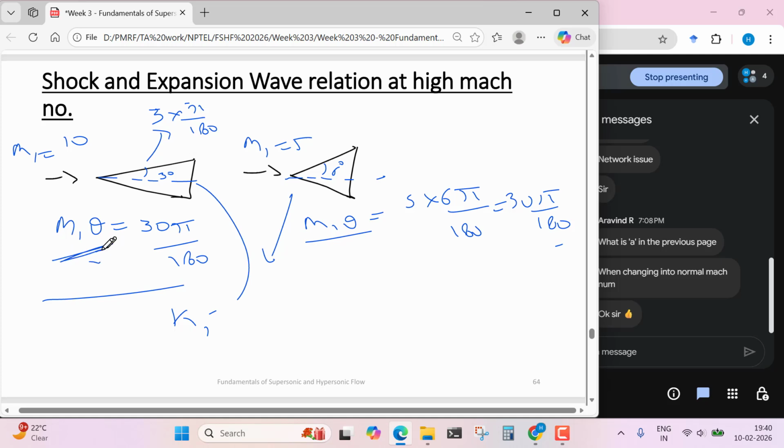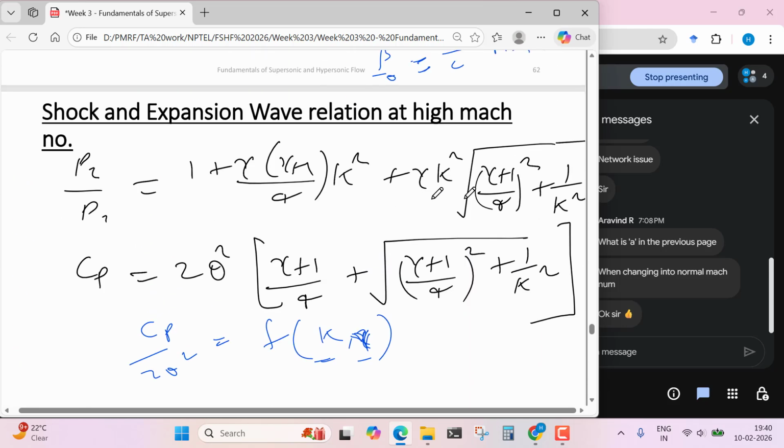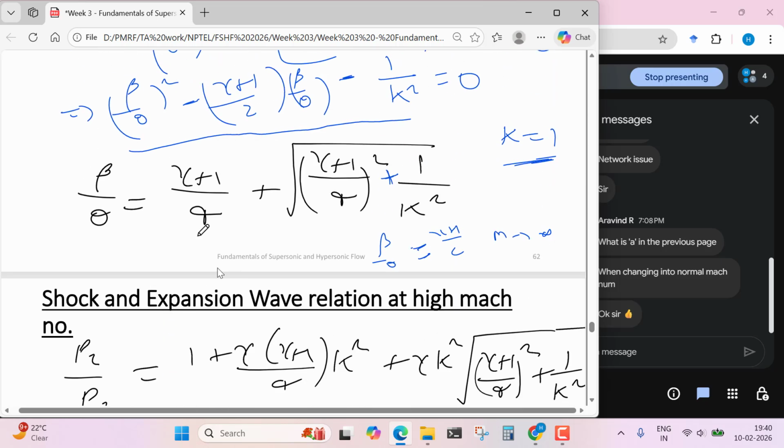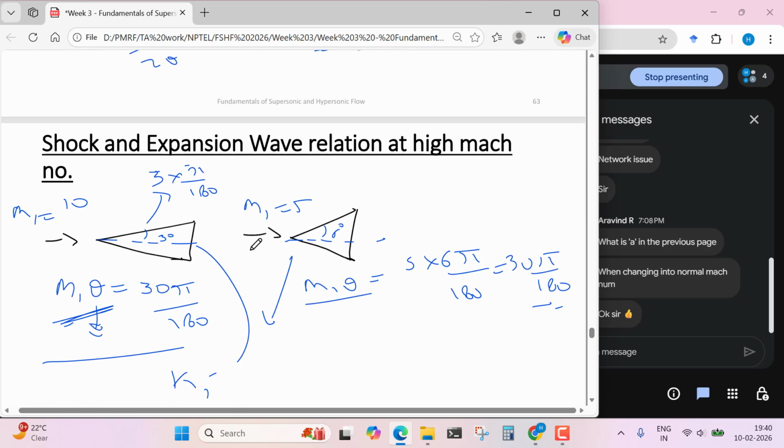So for this m theta, we are using theta in radian. For the 6 degree also, it will be in radian. So we will get 30 pi upon 180 for this one, m theta, and for the other one also 30 pi upon 180. So both K1 and K2 are equal, so the flow will be similar on both wedges. That is the significance. If the K value is the same, we will get similar pressure ratio, similar Cp value, similar beta upon theta. So like that, the flow will be similar.